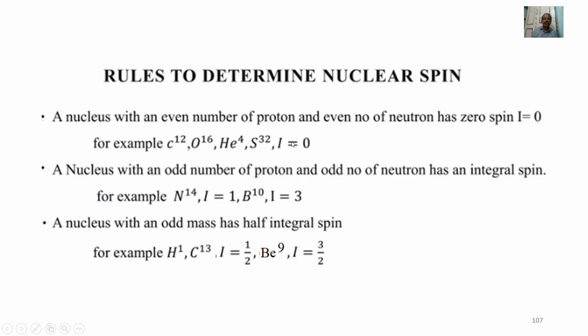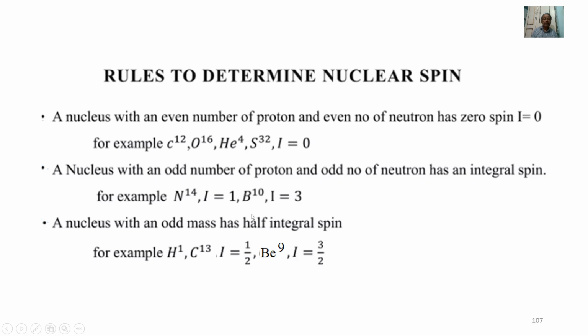Here I equals 0. A nucleus with an odd number of protons and an odd number of neutrons has an integral spin. For example, nitrogen 14, with 7 protons and 7 neutrons, where I equals 1. For B10, I equals 3. Boron 10. A nucleus with an odd mass number has half integral spin. For example, C13, which will have nuclear spin of 1 by 2, and beryllium 9, which will have nuclear spin of 3 by 2.